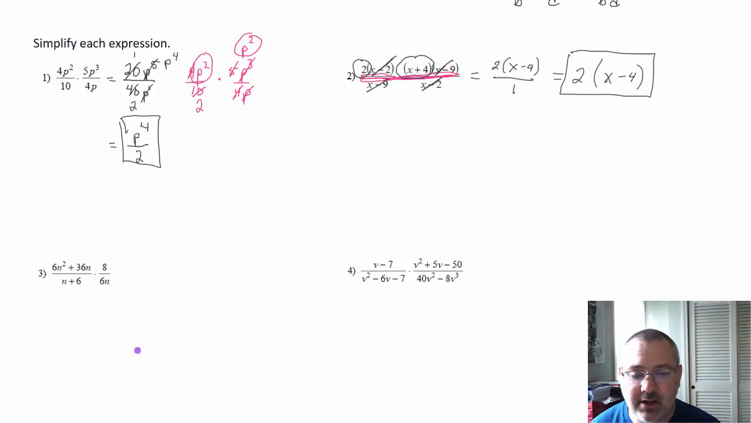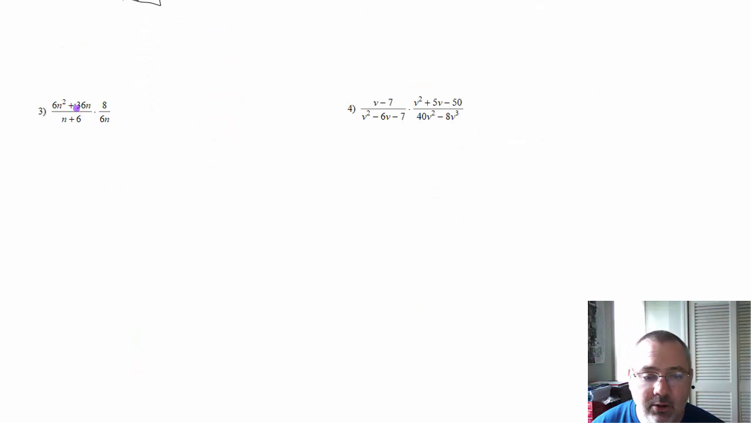Let's take a look at some more complicated ones. When we look at this, I see, you know what, we might need to factor some of these. So, some of the problems you're going to need to factor first before you can cross out. I can't cross out this 6n with this 6n squared, because remember, we learned in the last video that we have to factor wherever possible.